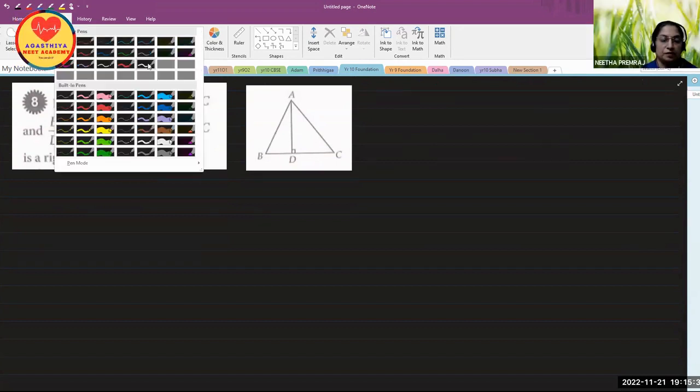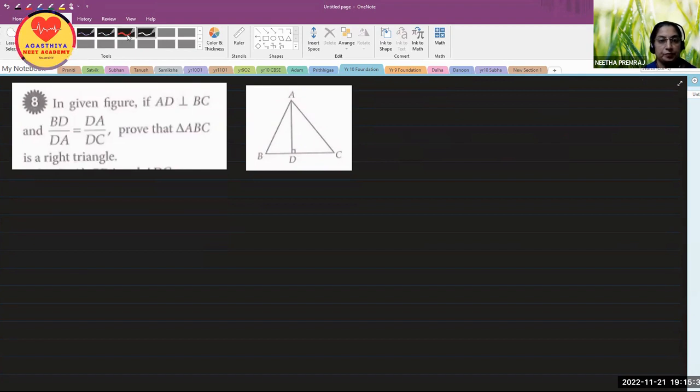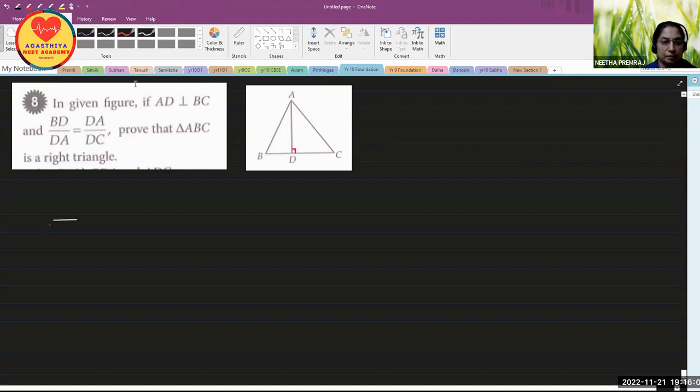Now what is given in the sum in the given figure? AD is perpendicular to BC. It is 90 degrees. And BD by DA is equal to DA by DC. Okay, that is given. Prove the triangle ABC is a right angle triangle. Okay, let's see. So I draw two separate triangles.